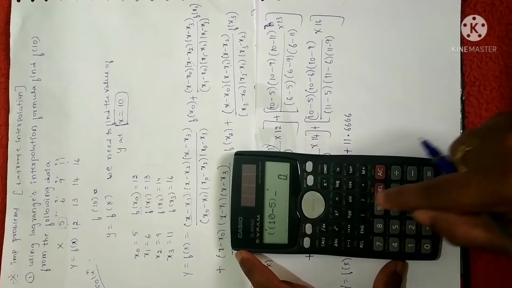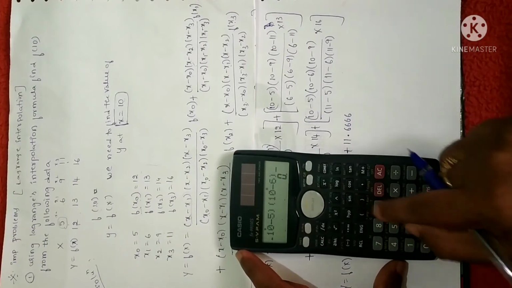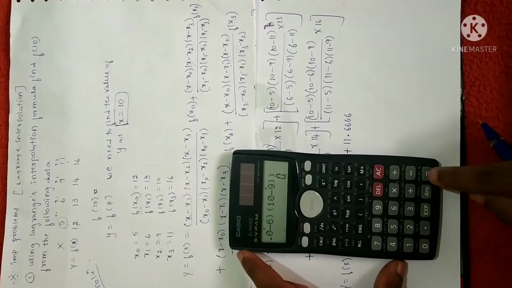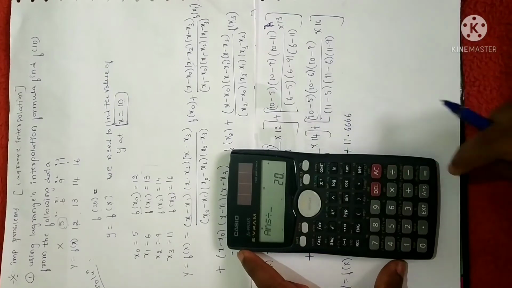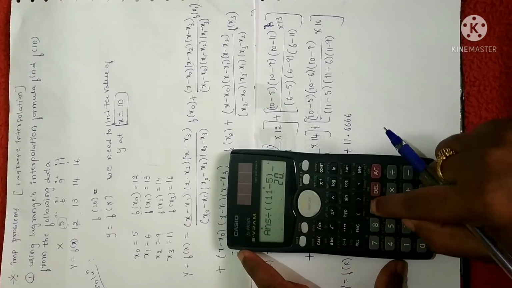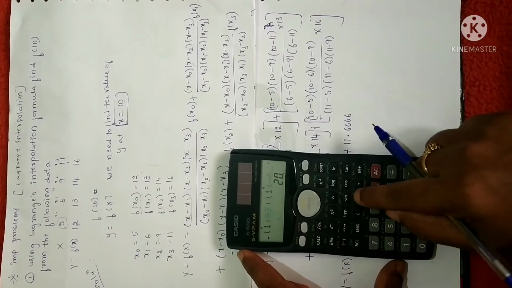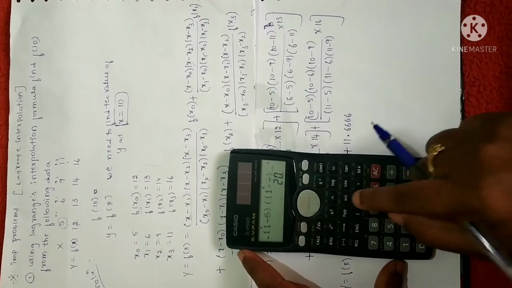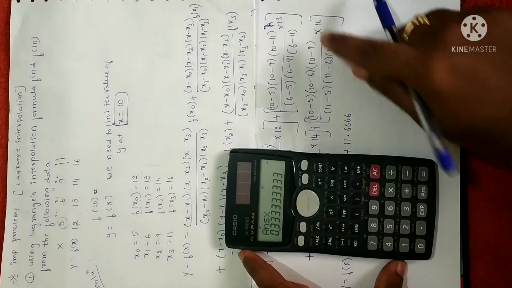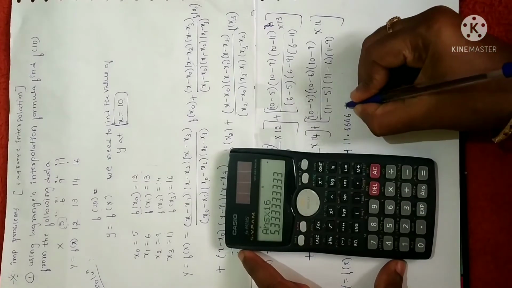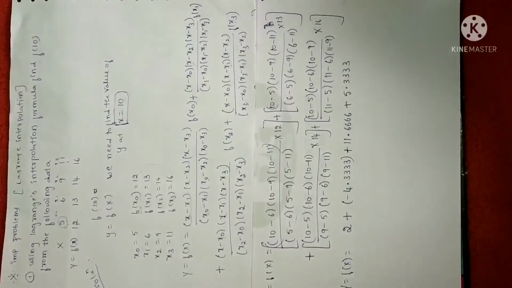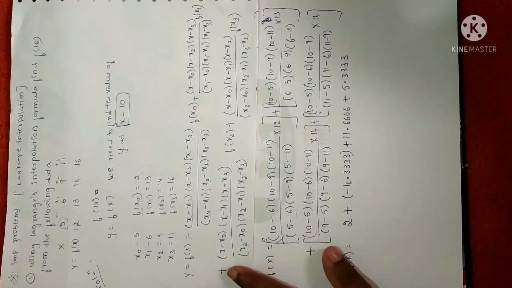Next 10.5 into 10.6 into 10.9, in the sense bracket only. Then close bracket. This will give you only the numerator value. Next press divided by, open 2 brackets. Next 11 minus 5, close bracket. Next 11 minus 6, close bracket. Next 11 minus 9, close bracket. Again close one more bracket. Press equal sign and multiply it with 16. So we will get plus 5.3333. Clear? Hope you understand the procedure to operate the calculator.